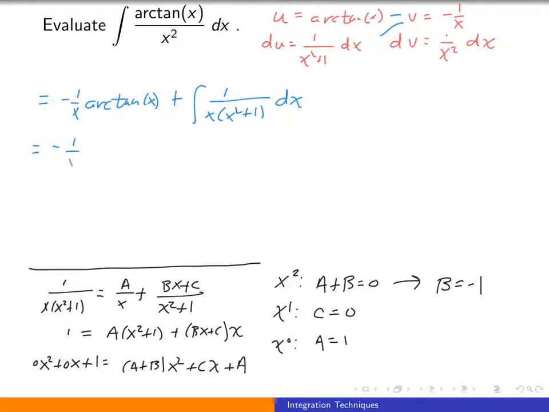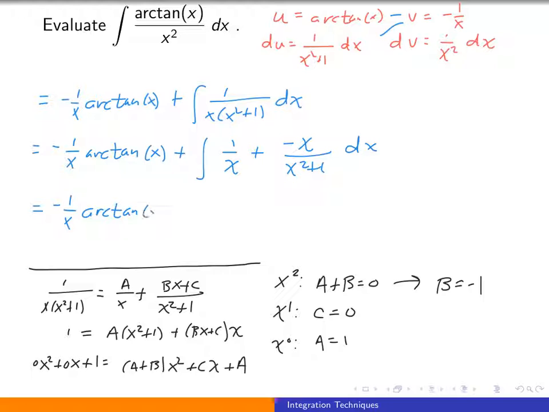The minus 1 over x arctangent x is carried down, and what we are integrating is A over x plus Bx, so that would be minus x over x squared plus 1, and the C value is 0. So minus 1 over x arctangent x plus the antiderivative of 1 over x, which is the natural log of absolute value x, minus the antiderivative of x over x squared plus 1.